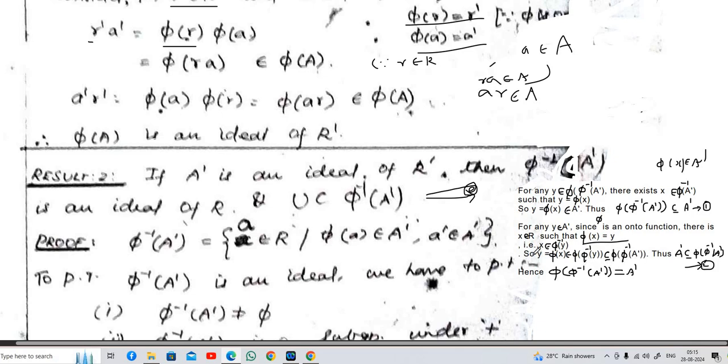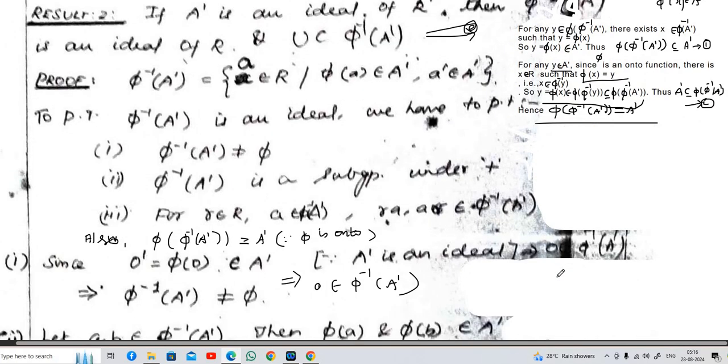So that is the reason. When you consider your A prime, you have y belonging to A prime and here your x is in phi inverse of y. Because y belongs to A prime only, we get this to be contained in phi of phi inverse of A prime. So we have this to be contained in this. So from 1 and 2 we conclude that phi of phi inverse of A prime equals A prime. This we need for the third part.